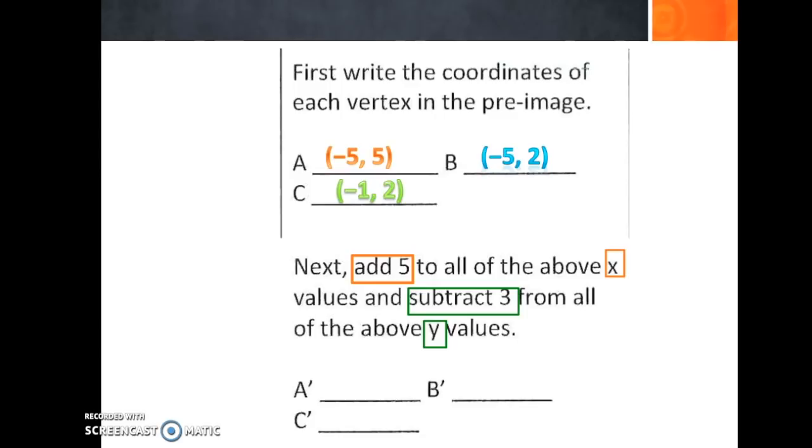Next, we are going to add 5 to all of our x values and subtract 3 from all of our y values. So when we do that, negative 5, 5 will give us 0, 2. Negative 5, 2 will give us 0, negative 1. Negative 1, 2 will give us 4, negative 1. Hope that makes sense.